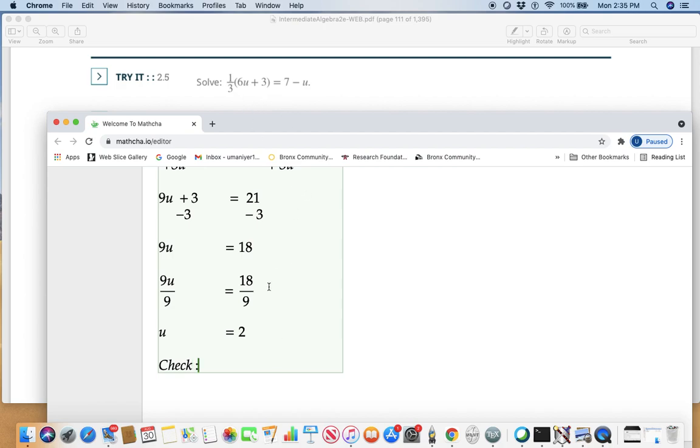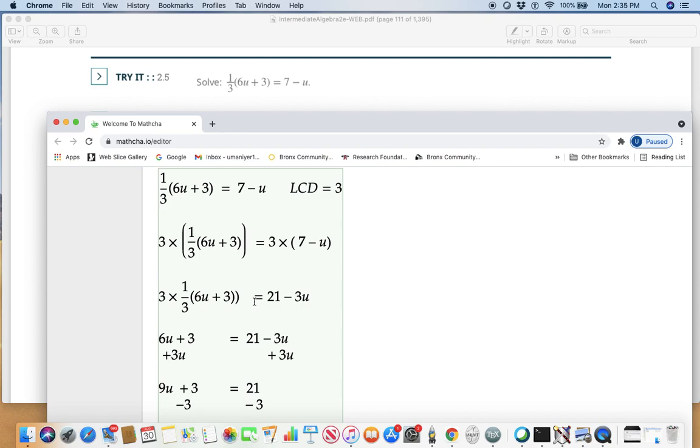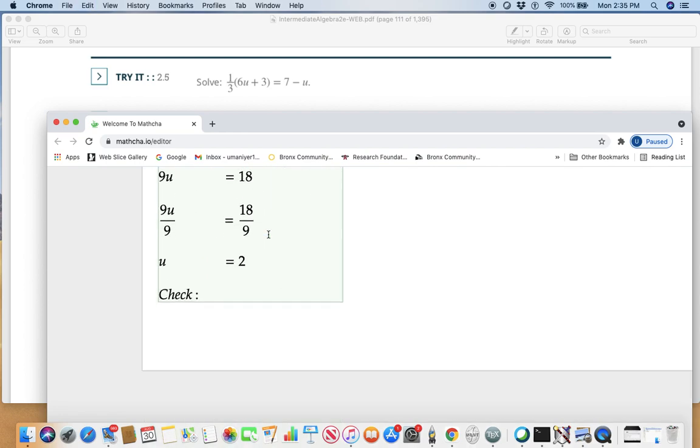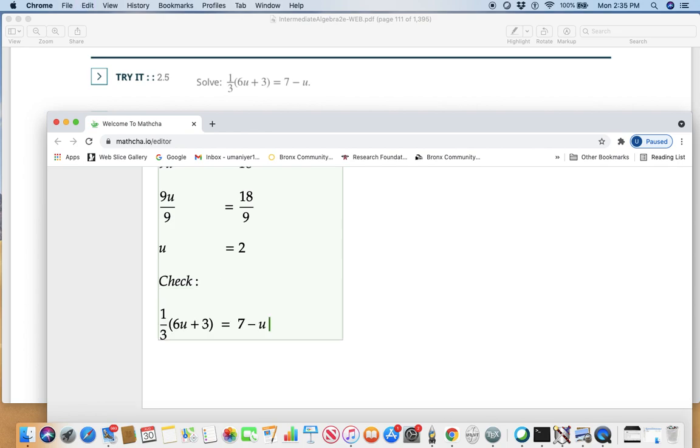We are not done because we need to check. You are checking in this equation when u equals 2. So take the equation and plug in u equals 2. Don't forget parentheses. Now, we are checking, so don't leave it as an equality; it's a question equality.